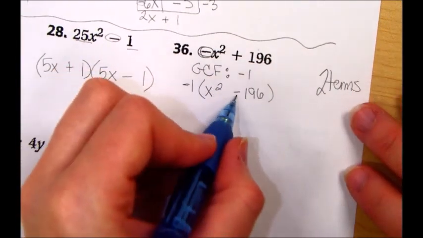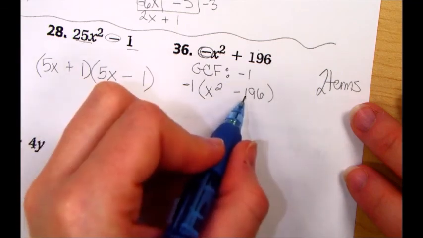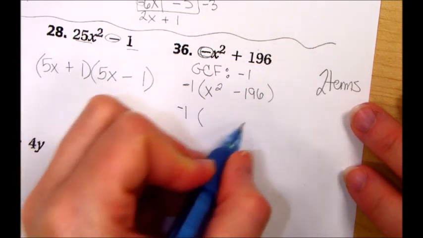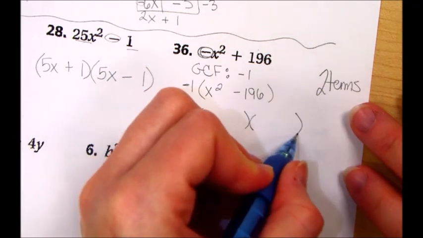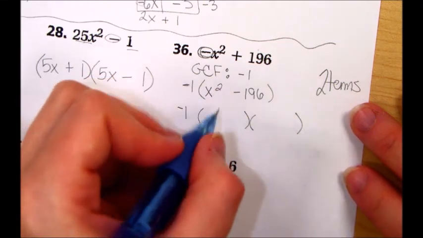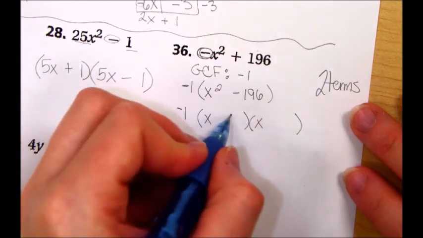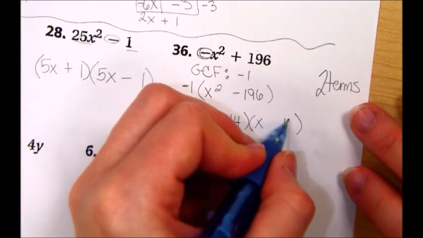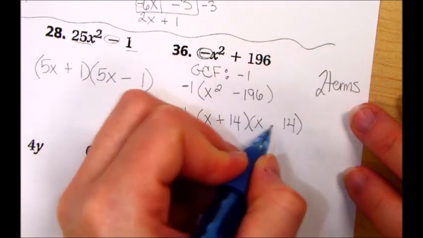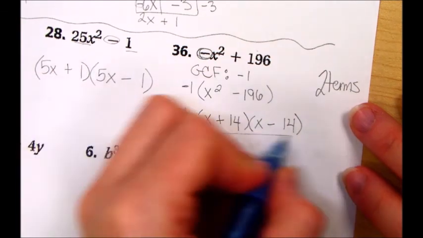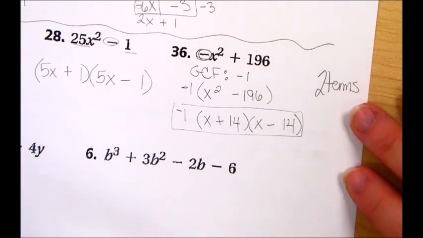Notice now I have the difference of perfect squares. The negative 1 goes in the front, and we just have to find their square roots. The square root of x squared is x and x. The square root of 196 is 14 and 14. 1's a plus, 1's a minus. And that's all there is to the difference of perfect squares.